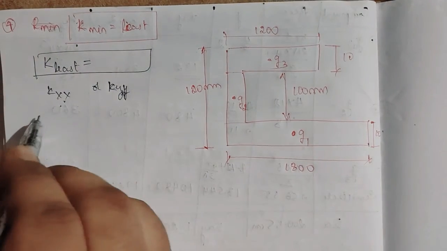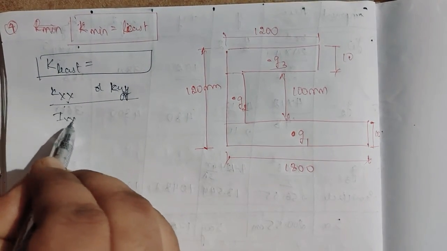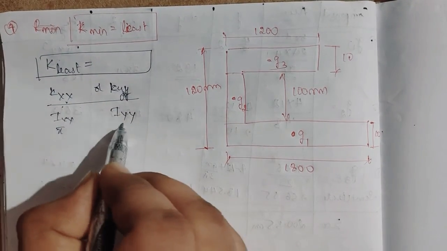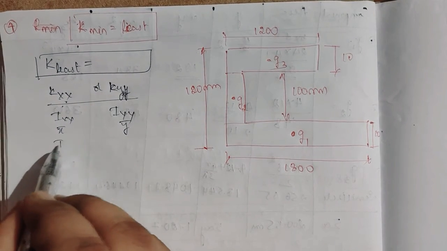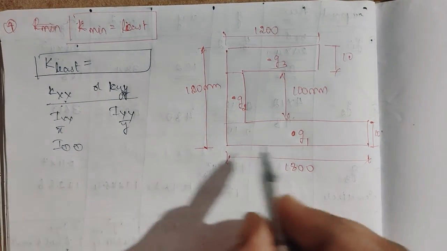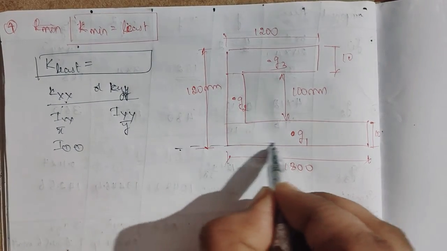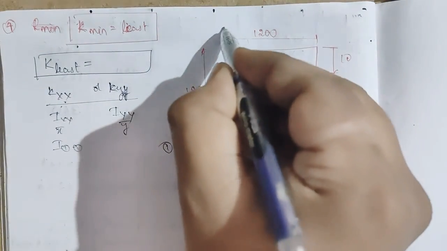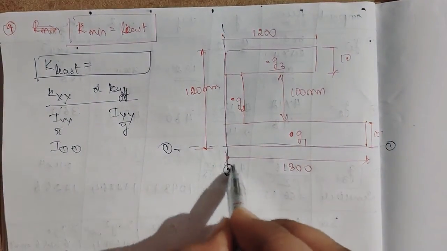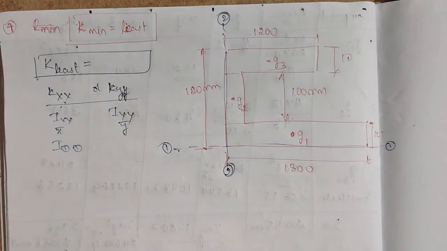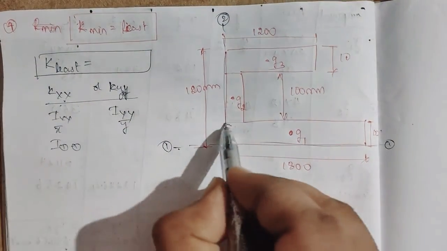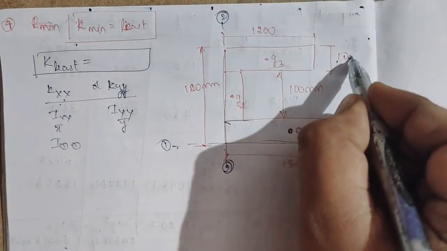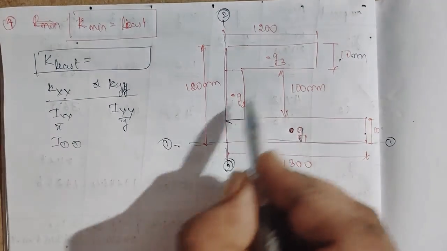So what we have to find with this, I have to find Ixx. For this I have to find Iyy, and also x bar, y bar. So I, with respect to the reference axis, I have to find. So I'll take the reference axis as this one. I'll mention this as G1. So this is 10 mm, this is 10 mm, this is 120 mm, 100 mm.